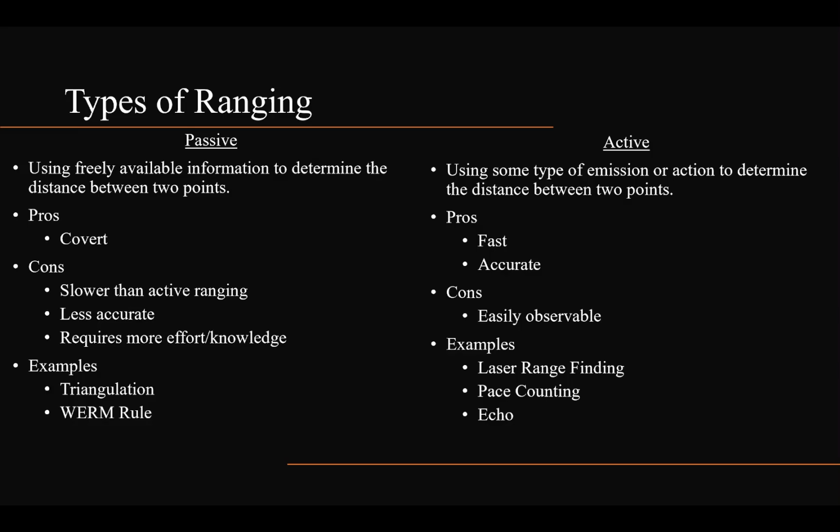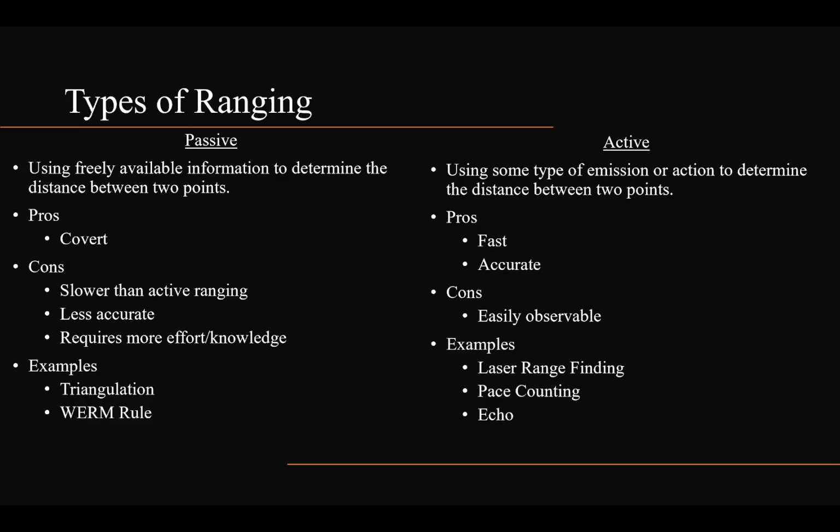So, two types of ranging. Primarily, we've got passive and active. While there are different ways of distinguishing between ranging, these are going to be the two broadest strokes that are the most intuitive. So passive ranging is going to be using freely available information to determine the distance between two points, whereas active ranging is going to use some type of emission or action to determine said distance.